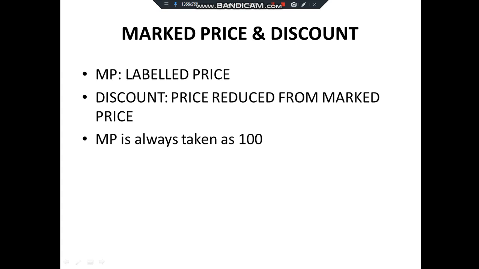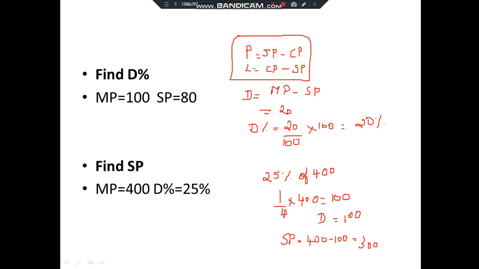Okay. First question, we'll have to find discount percentage given market price is equal to 100 and selling price is equal to 80. Just remember how we solved cost price, profit percentage and selling price questions. The same way we'll solve these questions. Instead of profit percentage, here discount percentage will be there, and instead of cost price, here market price will be there. That is the only difference.